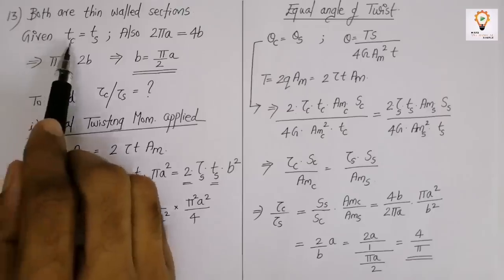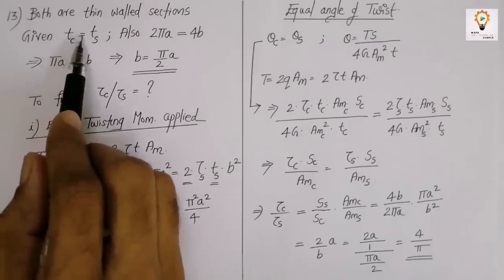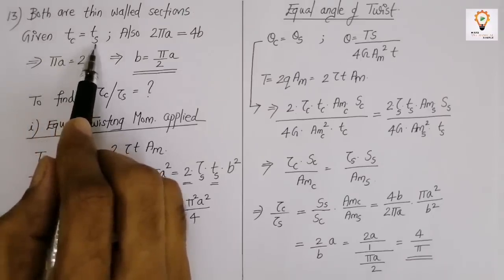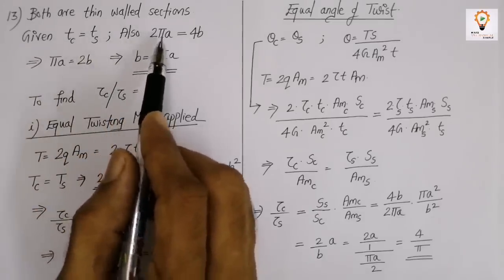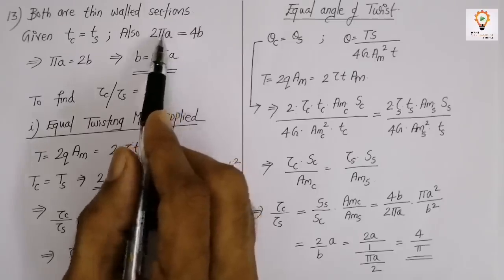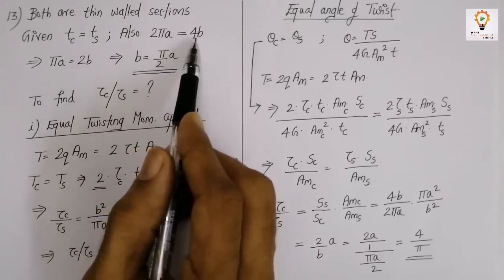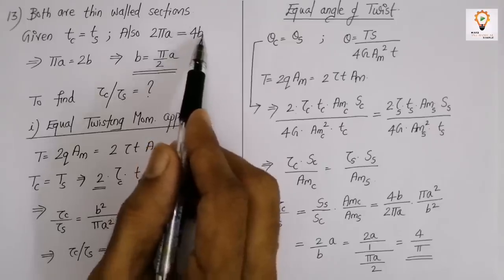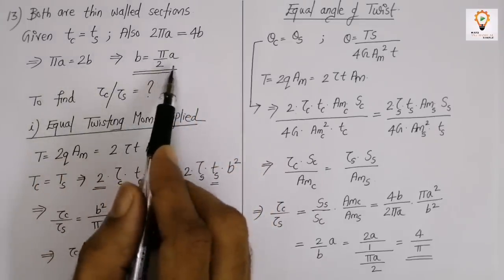Now given TC is equal to TS, that is thickness of the circular section is equal to thickness of the square section, and the circumferences are equal. So what is the circumference of circle? It is 2 pi r. Now the radius is given as a, so I have written 2 pi a, which is equal to circumference of the square. What is that? 4 times the side of square b, so 4b. Now equating, I will get a relation between b and a.